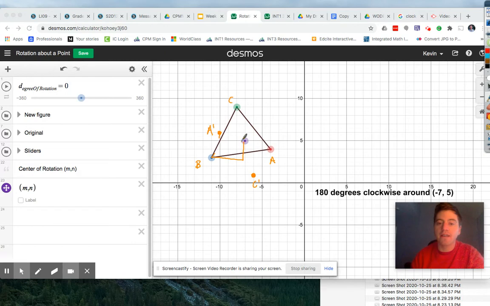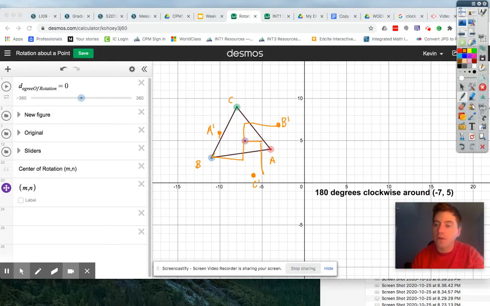So again, 180 degrees is the same either direction. So I'm just going to go counterclockwise to make it a little easier on myself. 1, 2, and then you have to realize which direction this is coming from. So 1, 2, and then 1, 2, 3, 4. That should be like this. And then rotate it again. B prime.